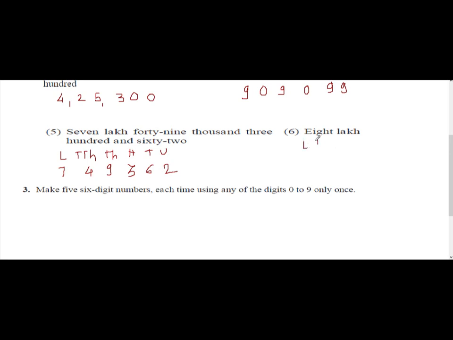Say now here. Lakh place, 10,000 place, 1000 place, 100 place, tens place and unit place. 8 lakh only is given. That means in the lakh place there is an 8. Nothing there in the 10,000 place, nothing in the 1000 place, 100 place, tens place or unit place. So how many zeros are there? 1, 2, 3, 4, 5. How many digits are there? 6 digits. Only 8 lakh is there. So others are 0. That's why 5 zeros are there.